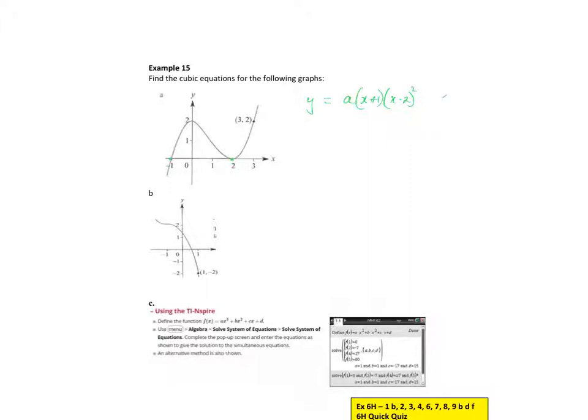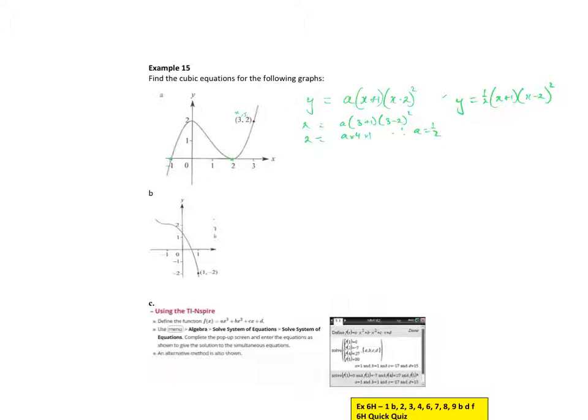And the point it goes through is the point 3, 2. So there's my x, there's my y. So 2 is equal to some A, 3 plus 1, 3 minus 2 squared. So we get 2 is equal to A times 4 times 1. Therefore, A is equal to 1/2. So my equation is y equals 1/2 of x plus 1, x minus 2 squared. All right.